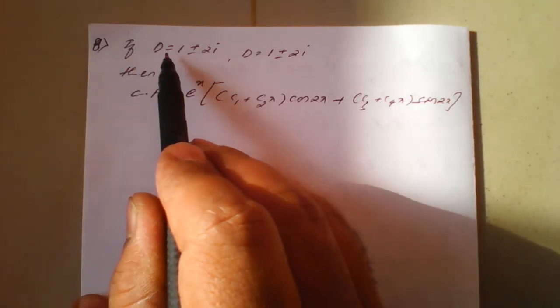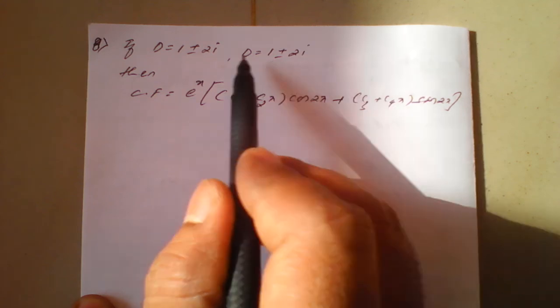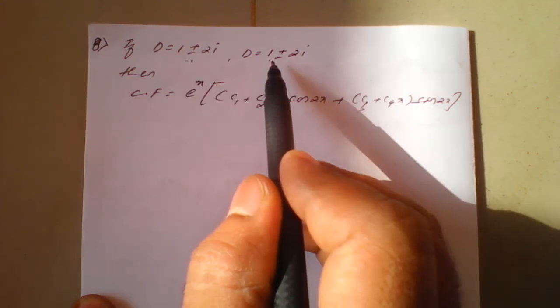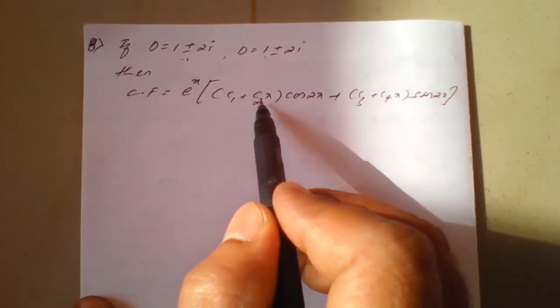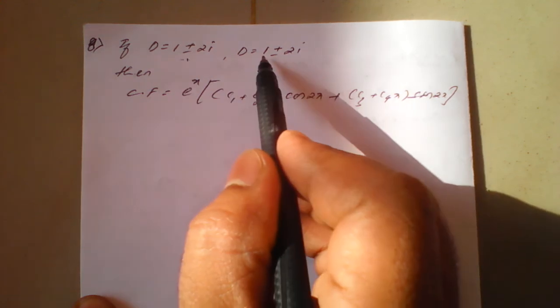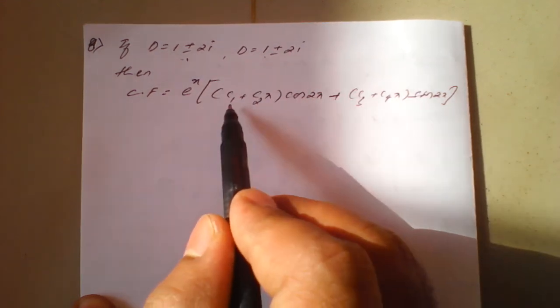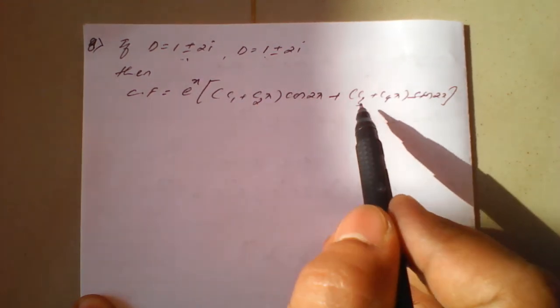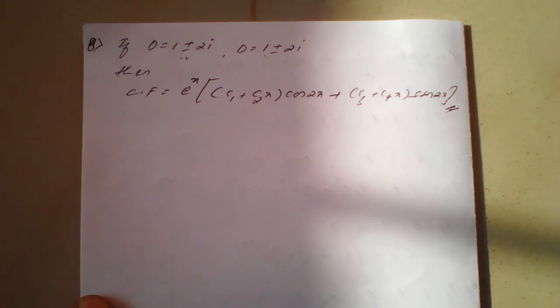Next, if the roots are D equal to 1 plus or minus 2i, and D equal to 1 plus or minus 2i, these two are complex but repeated. At that time, the complementary function is e raised to x times C1 plus C2x of cos 2x plus C3 plus C4x of sin 2x, because the real part is the same, that's why e raised to x. The imaginary part is also the same for both, so it is repeated. In this way I have taken general examples to show how to write a complementary function, and next we'll see particular examples.